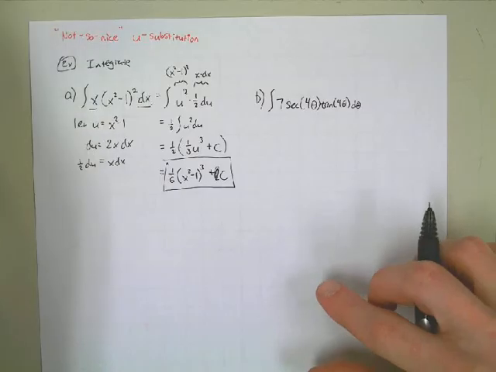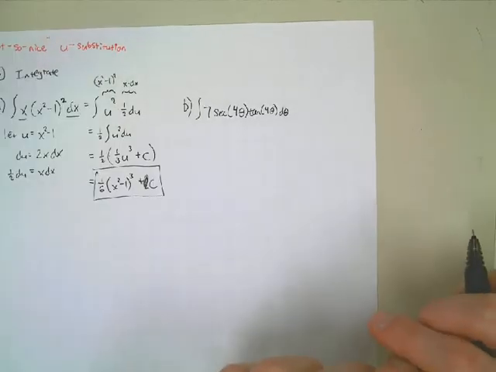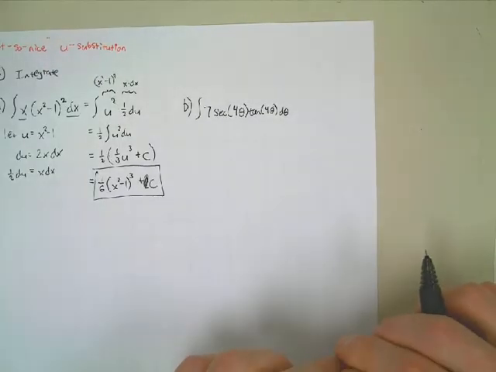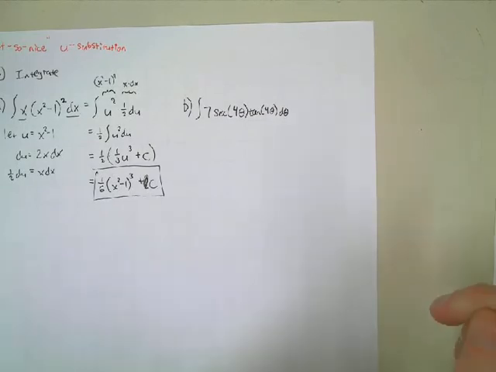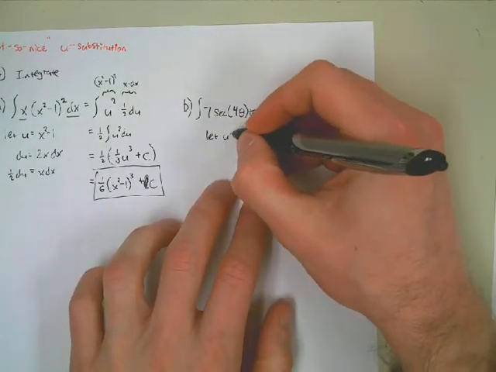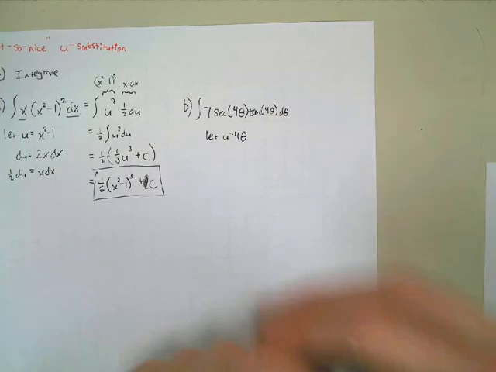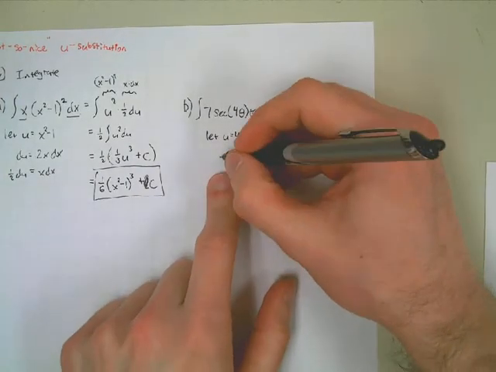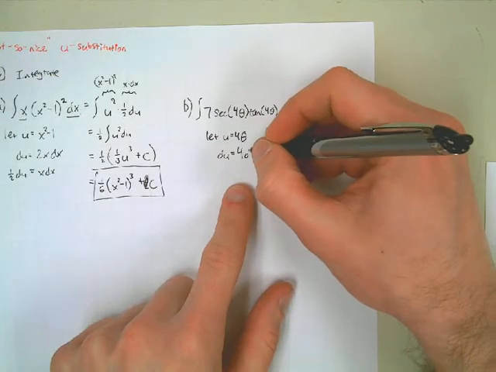What should we let u equal? Let u equal 4 theta. Let's try that, because the 4 theta is again inside secant tangent there. So if u is 4 theta, that means du is what? 4 d theta, yeah, d theta in this case.